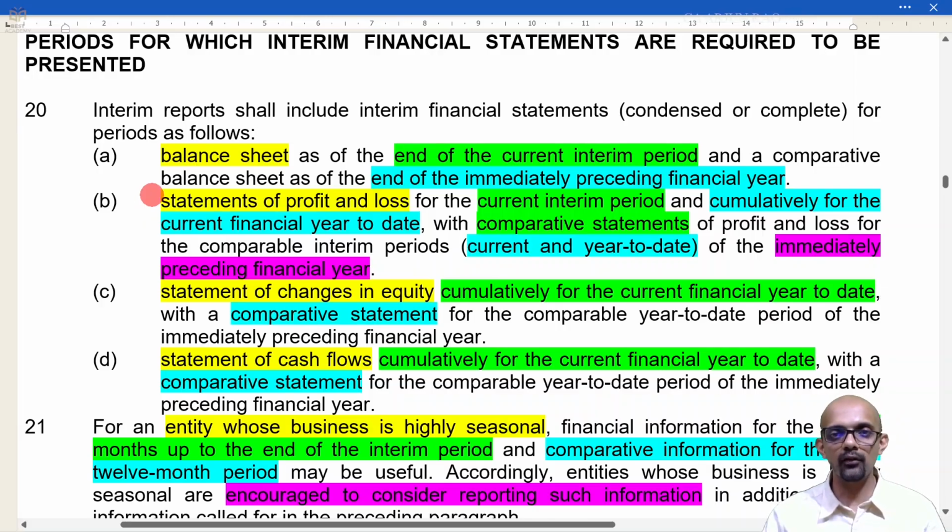Then the statement of P&L will be for the current interim period, cumulatively the current financial year to date, and comparatives. So basically 4 periods, right? 4 dates for P&L. For equity and cash flows, it is only cumulative, year to date, and previous. Okay. Let's look at this in the slide.